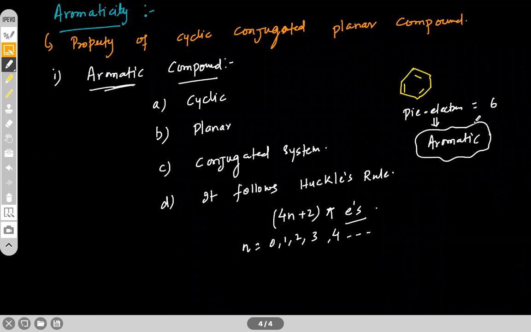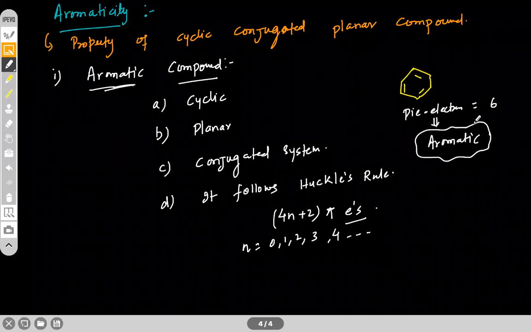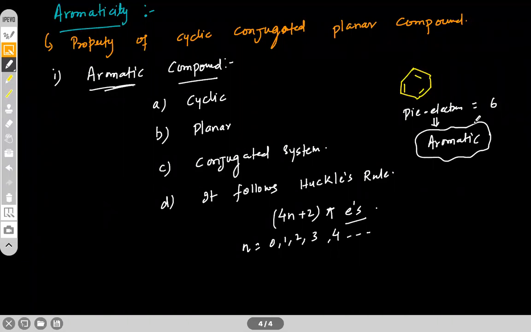Clear? Yes, pi electrons means the number of electrons present in pi bonds. So one bond will have 2 electrons, 3 bonds, 6 electrons. Got it? Clear? Okay.